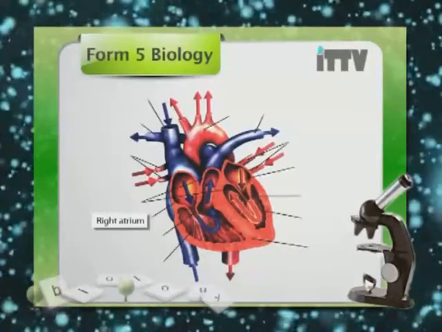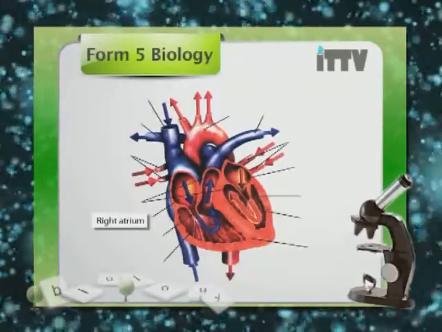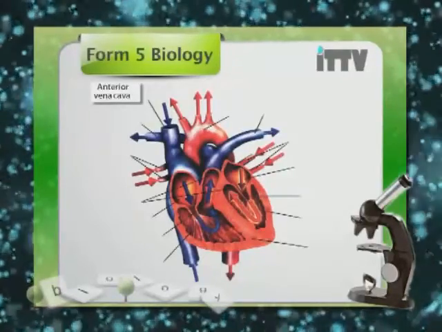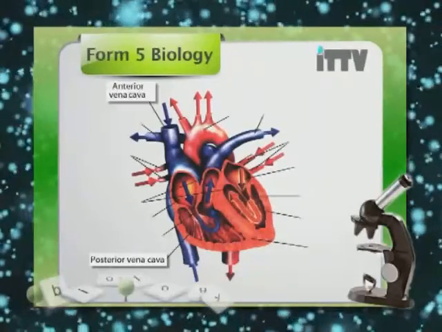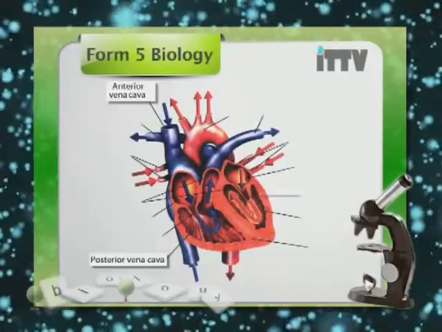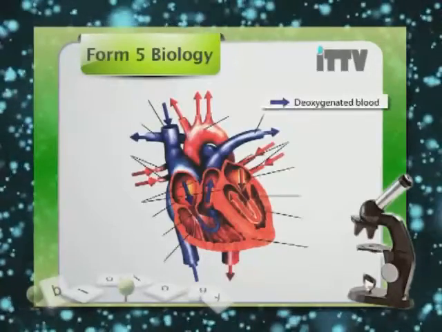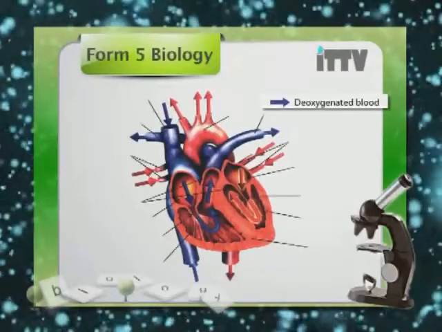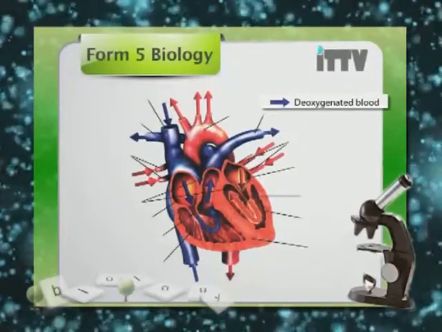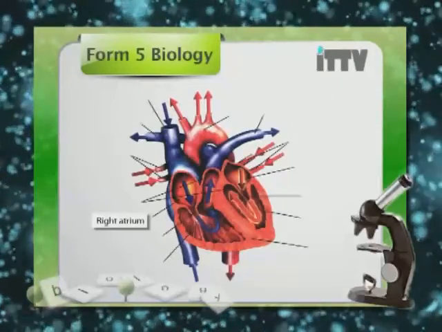See that it is opened to the anterior vena cava as well as the posterior vena cava. Anterior vena cava and posterior vena cava bring back deoxygenated blood from all parts of the body. Hence, deoxygenated blood is drained into the right atrium.